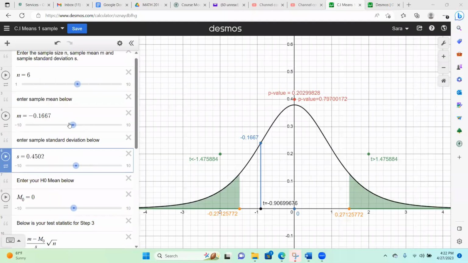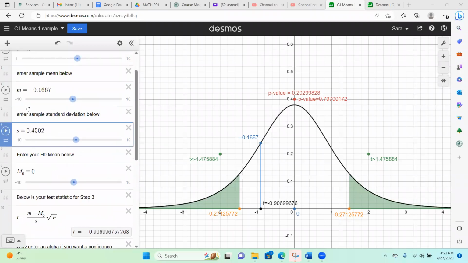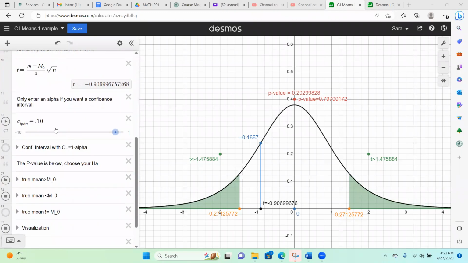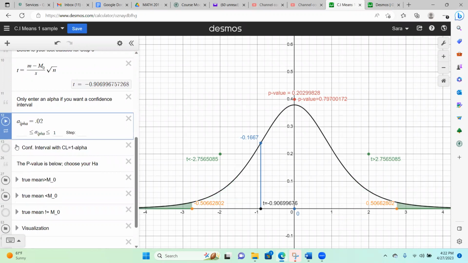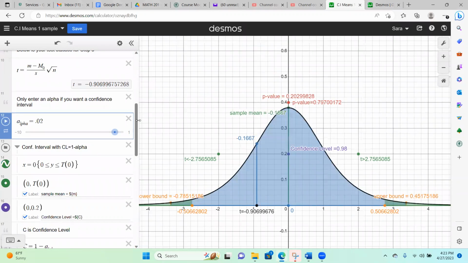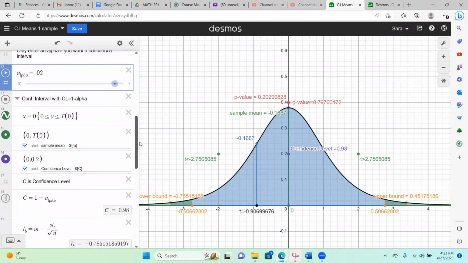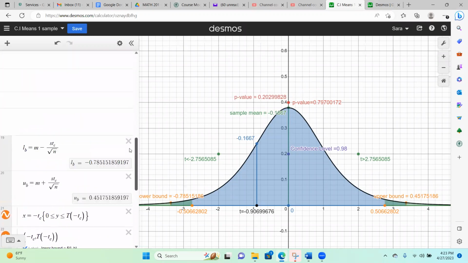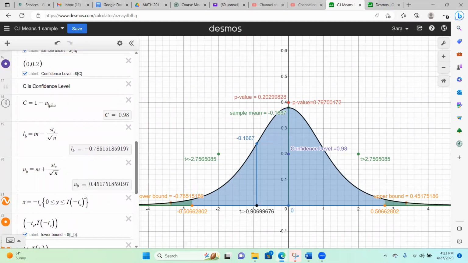So I'm going to go up and use the program. We already put the data in here. But the thing we have to change is our alpha. Our alpha is 0.02, so it creates the confidence interval appropriately. And I'm going to click on the picture. So here's our confidence interval. There's a lot going on there, so it might be good just to go down and look at the lower bound and upper bound. So the lower bound is a negative 0.7852, and the upper bound is 0.4518.